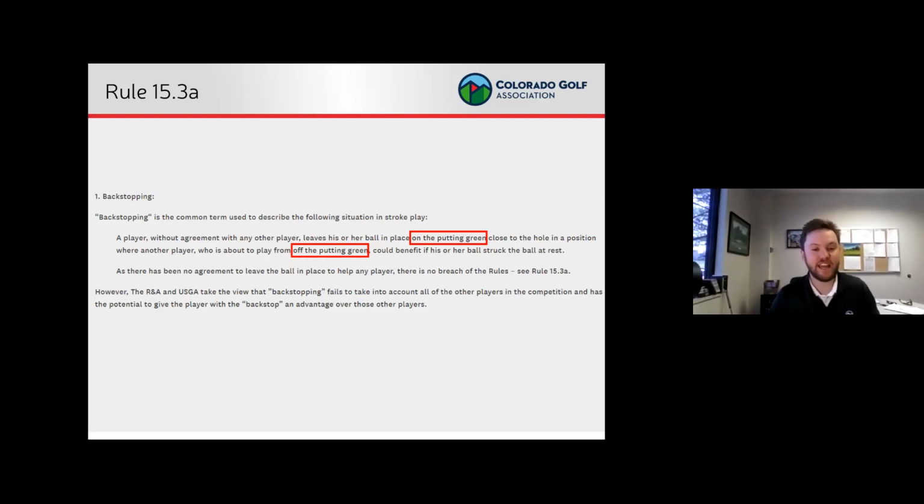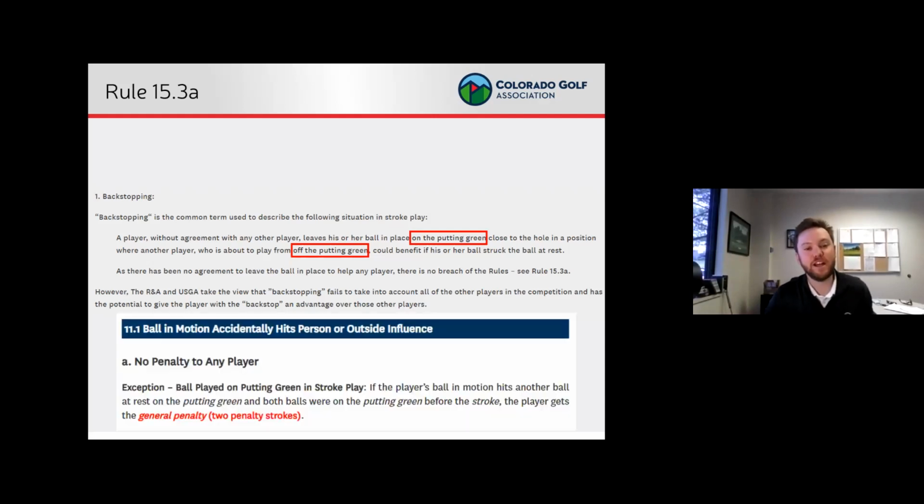So that's why it's saying in this case, unless there's an agreement made, there's no penalty, because as we saw in Rule 11, if both balls were on the putting green, then Rule 11.1 would take place, which is the exception to say, if a player's ball in motion, again, in stroke play, again, this is all stroke play. If a player's ball in motion hits another ball at rest on the putting green and both balls were on the putting green before the stroke, the player gets the general penalty. So the rules already kind of guard against this automatically.